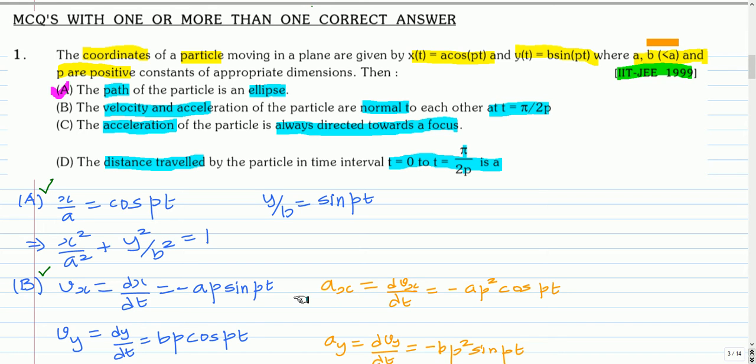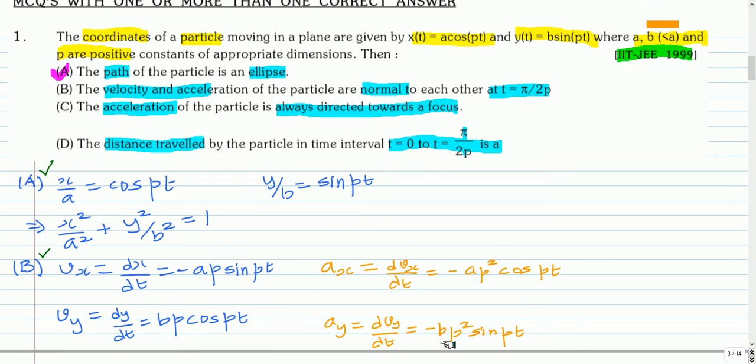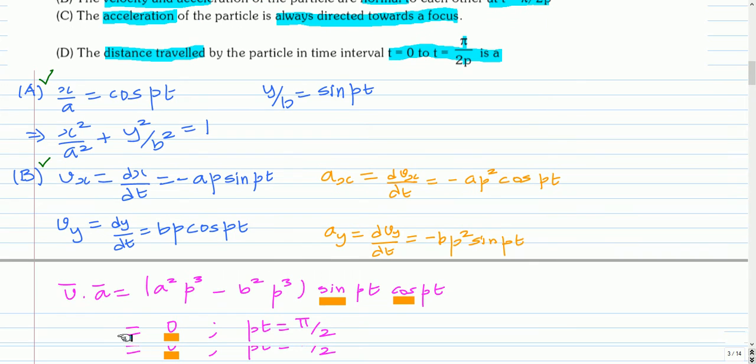So differentiating this thing, we get cos pt and then p square. Similarly, the acceleration in the y direction is d by dt of vy. So that is minus p square sin pt. To check whether velocity and acceleration are normal, we can take the dot product of the two vectors, v dot a. If they are normal to each other, then v dot a will be 0.